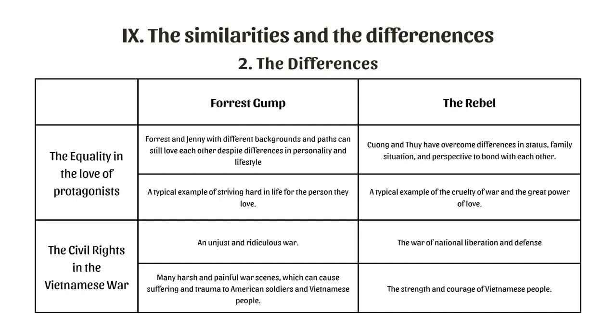On the other hand, in The Rebel, the equality in love of Gương and Tui is demonstrated by the fact that they have overcome differences in status, family situation, and perspective to bond with each other. They prove that love does not distinguish between rich and poor, high or low, or colonialists, whether enemies or friends. Their love is a typical example of the cruelty of war and the great power of love.